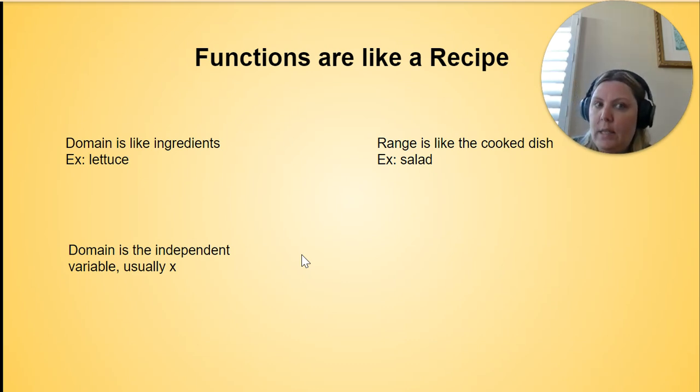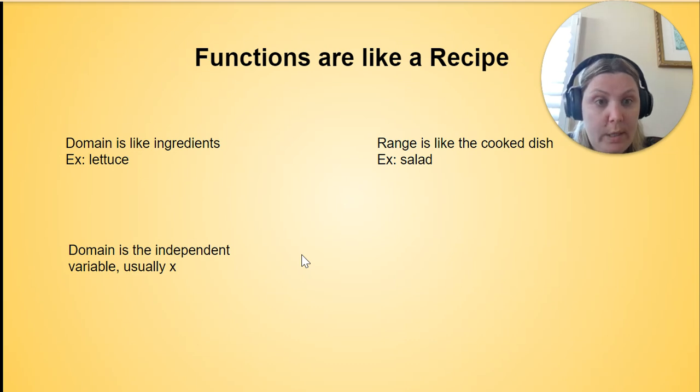Now, why is it independent? Because you can choose any ingredients you want. Listen, you want to make salad with lettuce? Cool. But what if you don't want a salad out of lettuce? What if you want spinach salad? Then you choose spinach. You can chop up anything you want. You can do arugula, you can do cabbage, you name it, right? So you can choose your X.